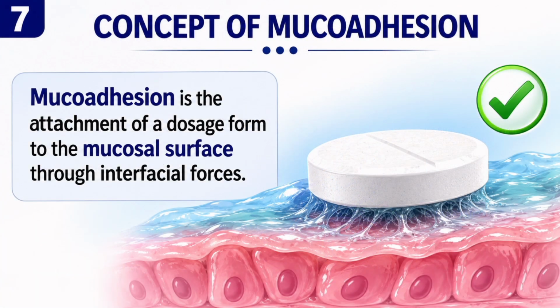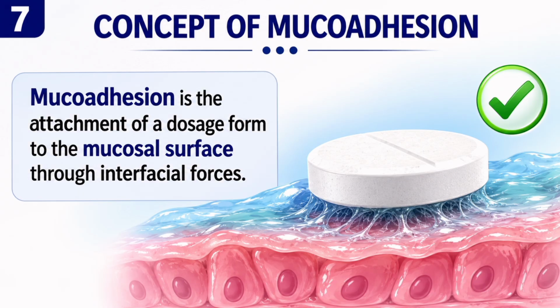Concept of mucoadhesion. Mucoadhesion is the attachment of the dosage form to a mucosal surface through interfacial forces. The word interface means the region where the two surfaces meet. Here, one surface is the mucoadhesive formulation and the other is the mucus or the mucosal surface. When the two come into close contact, various interactions may develop.